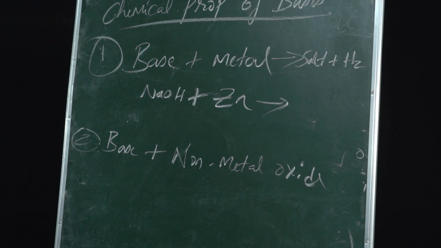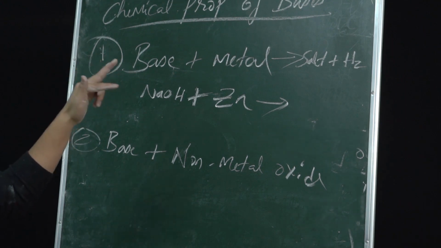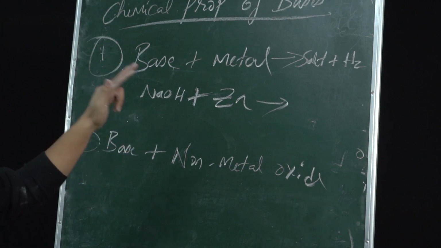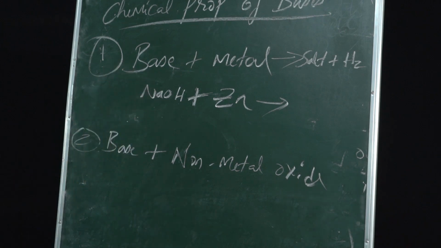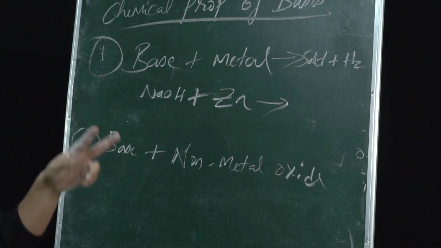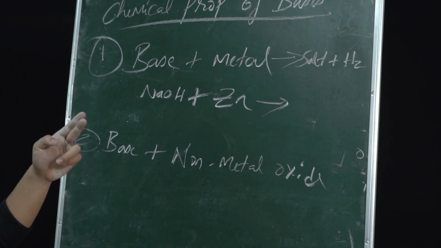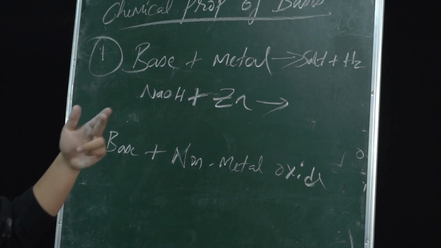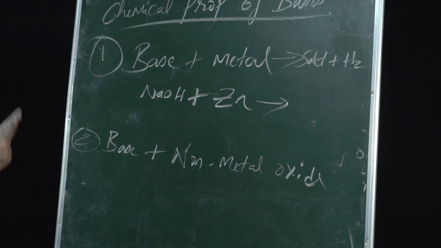And the other common thing is, when we react both the acid and base with metal, we get to see hydrogen gas. So you can note down, okay? The common thing between the acid and base is, if they react with metal, I'm repeating again, they will give us salt and hydrogen gas.